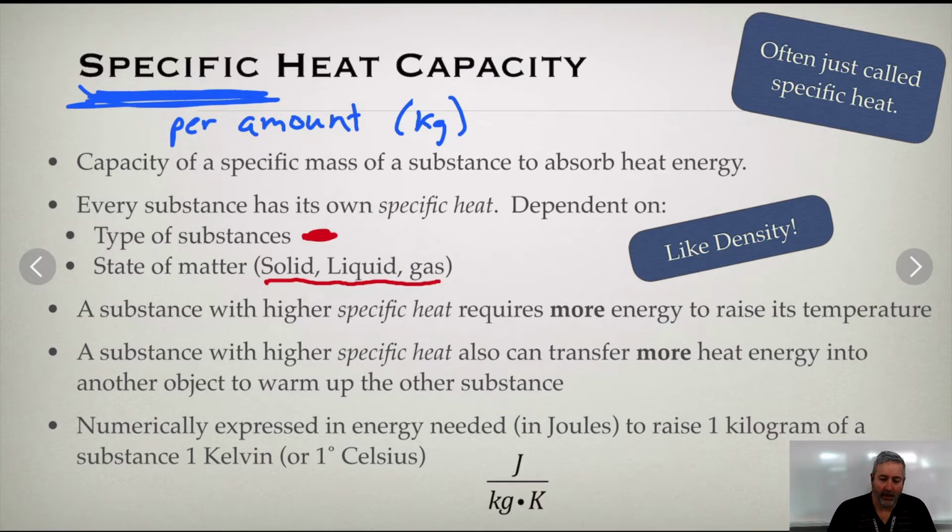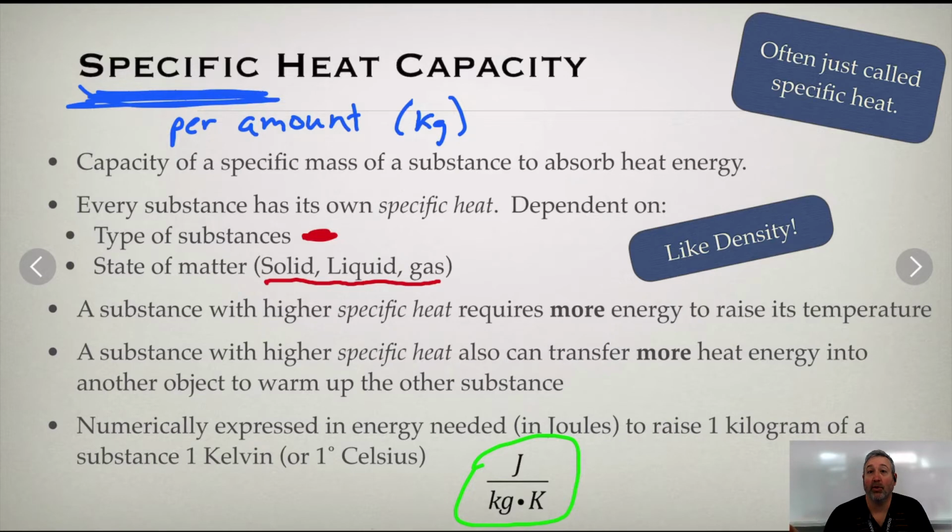All right. And the unit that we use is joules per kilogram per Kelvin. So joules per kilogram Kelvin is probably the best way to say it. You can say joules per kilogram degrees Celsius as well. That means if I have a kilogram of substance, how many joules does it take to raise it 1 degree Celsius.